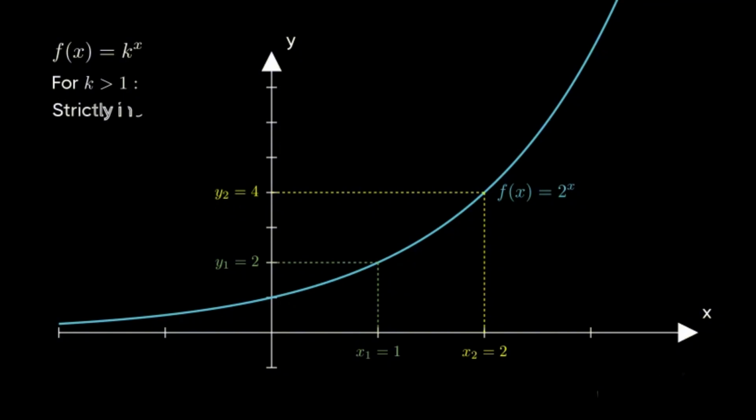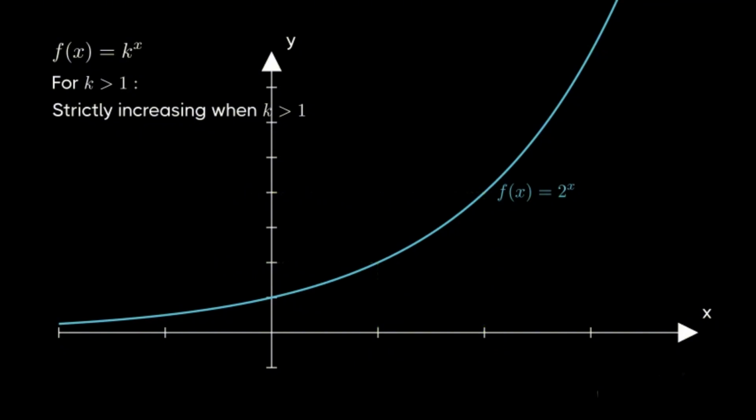Exponential functions with k greater than 1 are strictly increasing. This means that as x increases, the function value always increases as well. Mathematically, if x1 is less than x2, then k raised to the x1 power is less than k raised to the x2 power, whenever k is greater than 1.